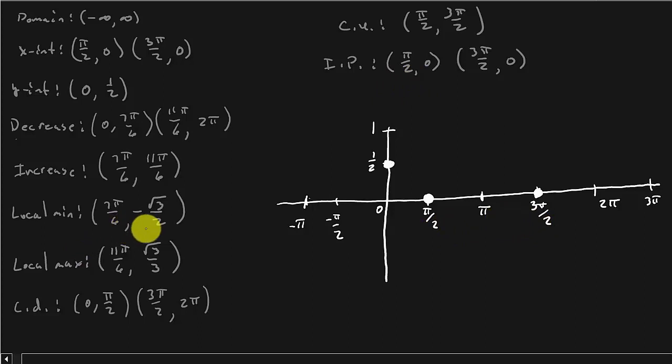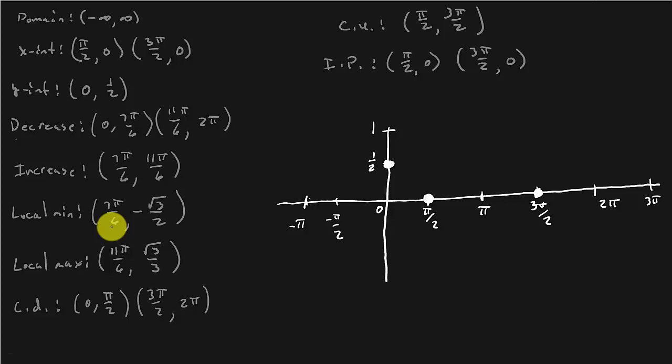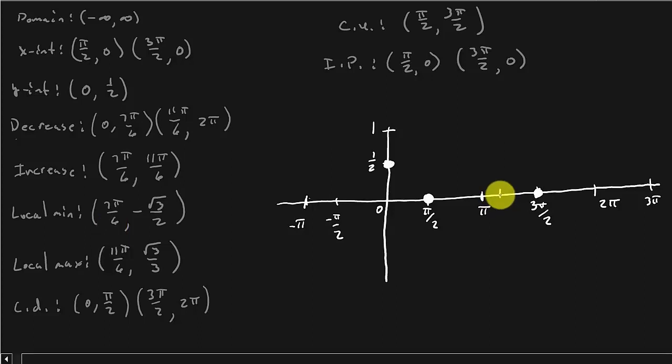But we've got local max and min. So we got 7 pi over 6. So where's 7 pi over 6? Well, that's going to be between pi and 3 pi over 2. And it's probably going to be a little bit closer to here. So we'll just kind of sketch that in, write that in there, 7 pi over 6. And then we've got 11 pi over 6. So that's going to be probably about right in there. All right, and there's your 11 pi over 6.